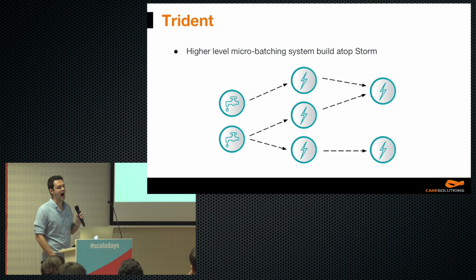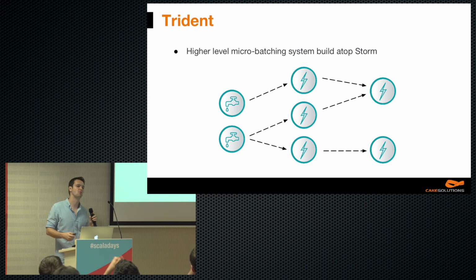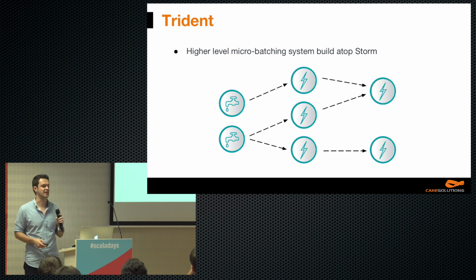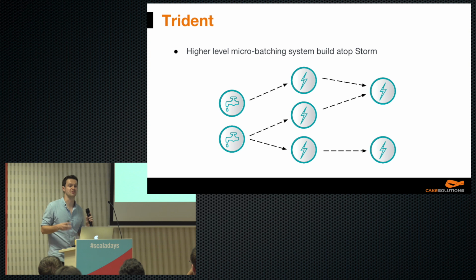Trident is a high-level micro-batching system built atop Storm. It simplifies the topology building process and also adds high-level operations like windowing, aggregations, or state management, which are not natively supported in Storm. In addition to Storm, Trident provides exactly-once delivery. Trident has Java, Clojure, and Scala APIs.